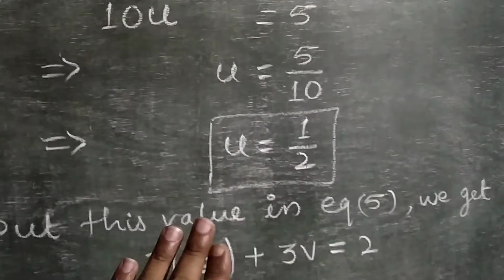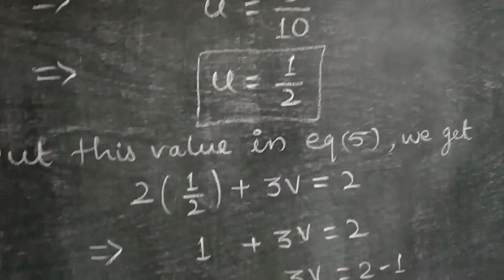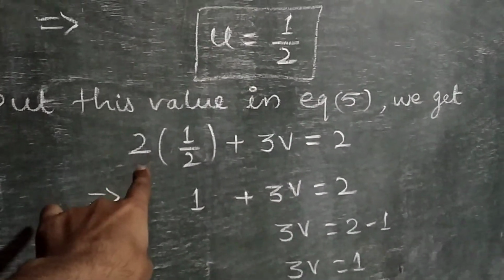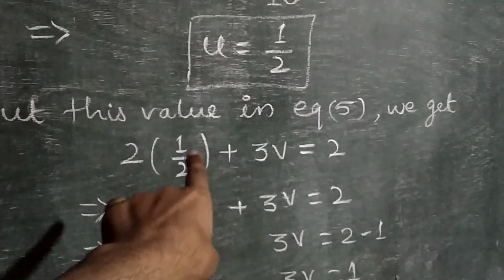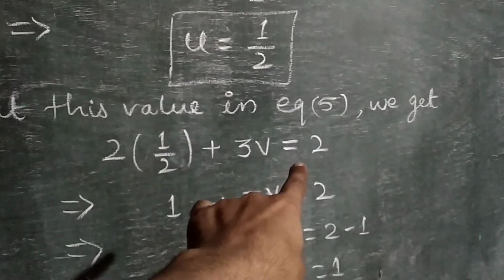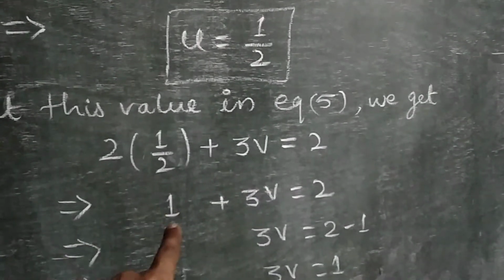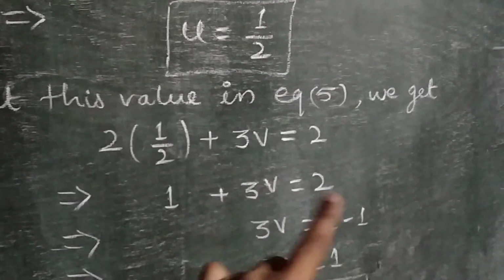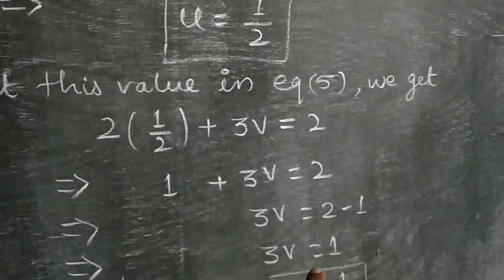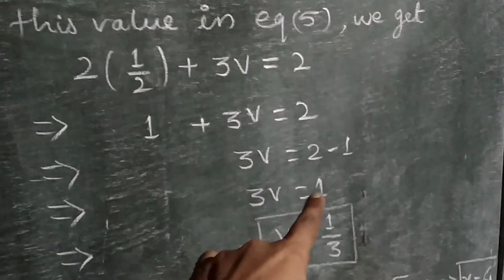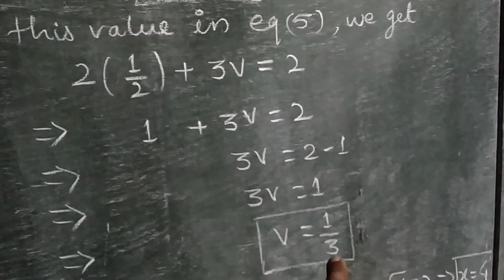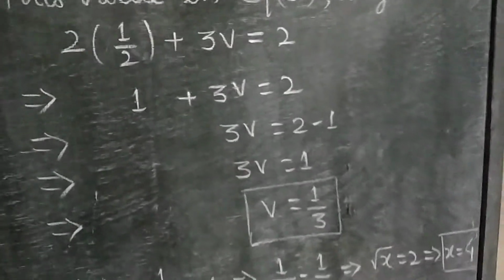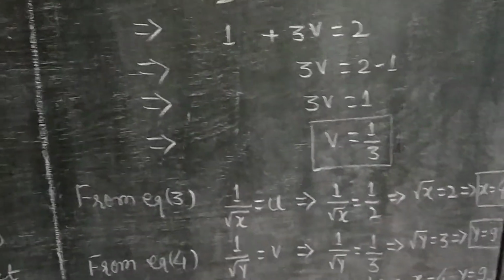Now substitute this value in any one equation. I am substituting this value in equation 5. So we write 2, and in place of u we write its value, 1 upon 2, plus 3v equal to 2. 2 and 1 upon 2 will cancel, so we write 1 plus 3v equal to 2. Transfer 1 to the right hand side, it becomes 2 minus 1, that is 1, so 3v equal to 1. On transferring 3 to the right hand side, we get v equal to 1 upon 3. So these are the values of u and v, but not the values of x and y.